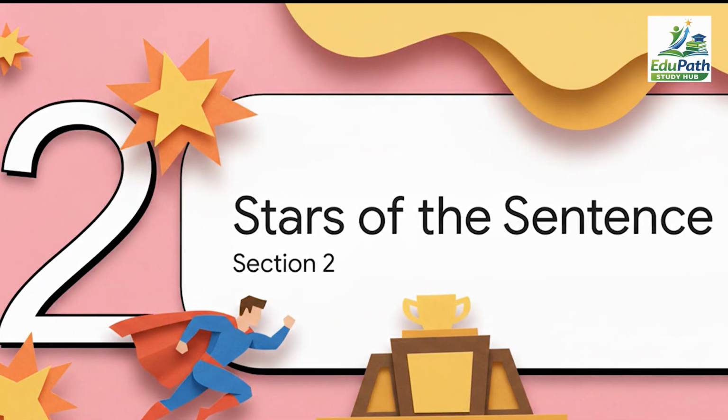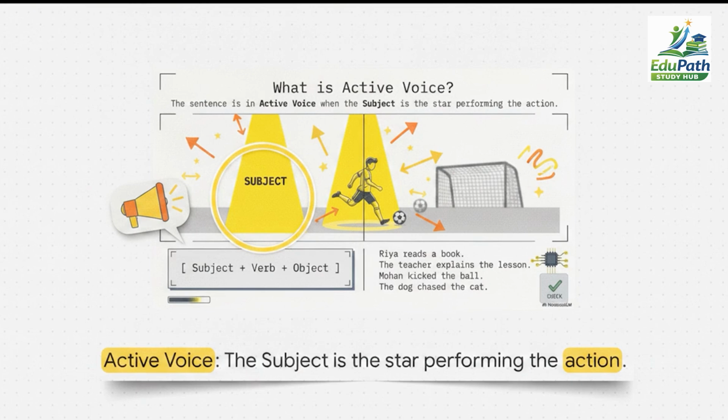Moving on to Section 2, Stars of the Sentence. Let's meet the primary actors on our stage, the active subject and the passive object. Now, what's really interesting here is how the spotlight shines squarely on the subject in active voice. The subject is the absolute star. They're the ones actually performing the action. So in the sentence, Mohan kicked the ball, Mohan is right there in the bright yellow spotlight. He's actively doing the kicking.